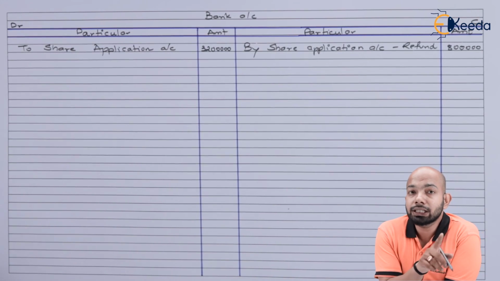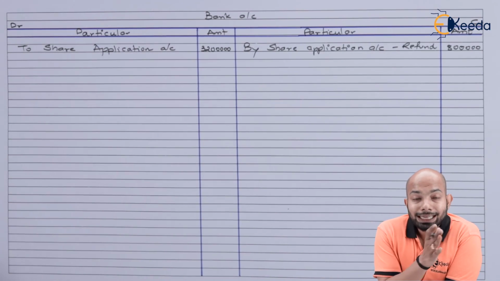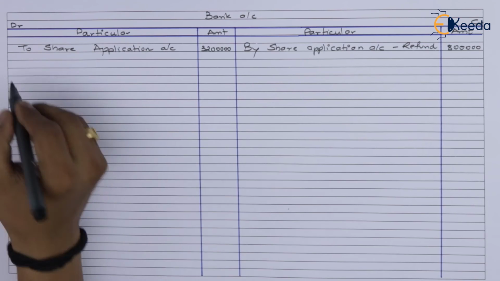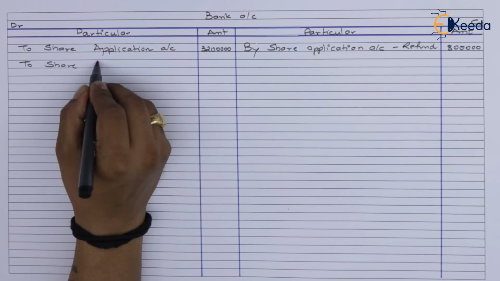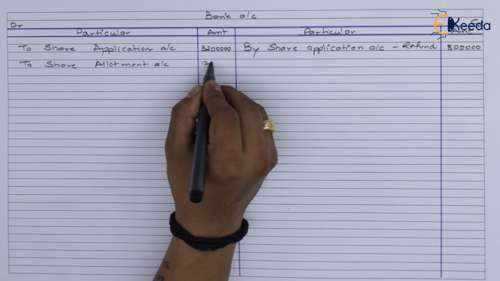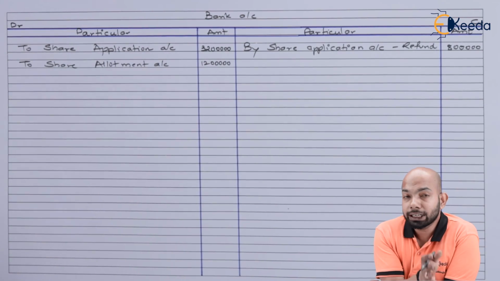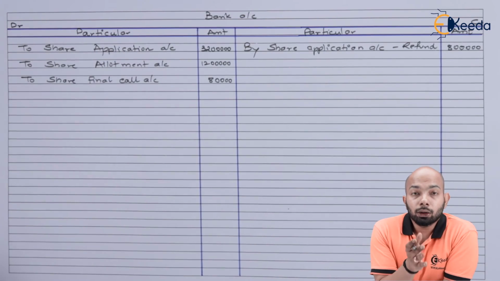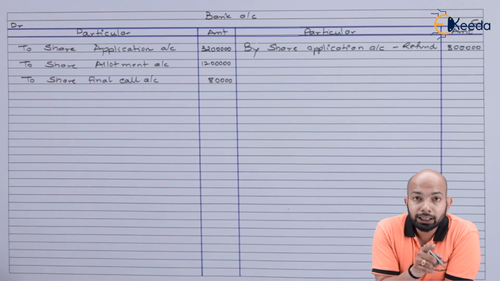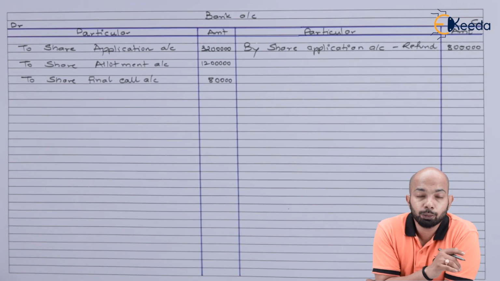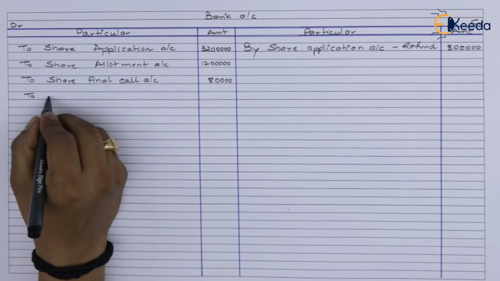Again, in allotment, we have received the complete money utilizing the adjusted allotment money that we had. So that means a total of 16 lakh rupees is what we have received here. The next will be the final call money that we have received. That will be only somewhere around 80,000. Now, the last entry that we have to pass here in the bank account is only the reissue entry. So let's start with that.